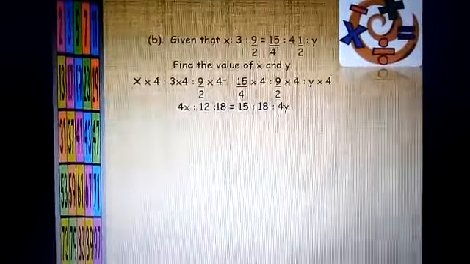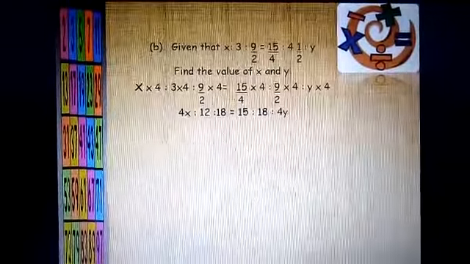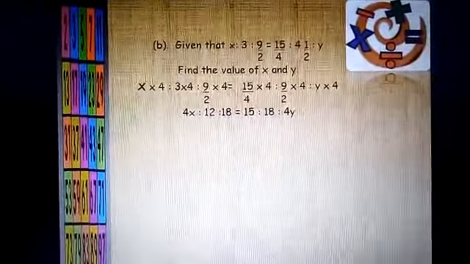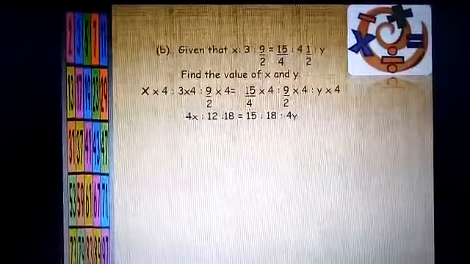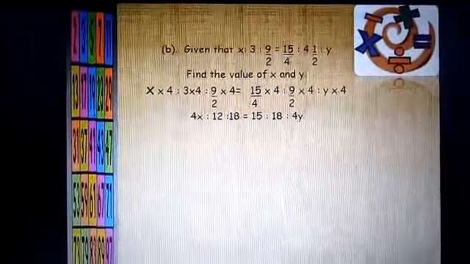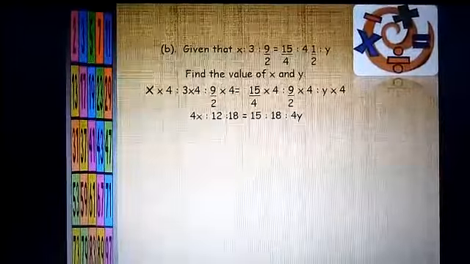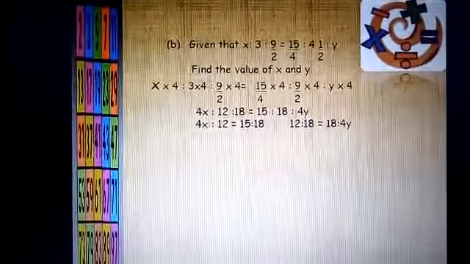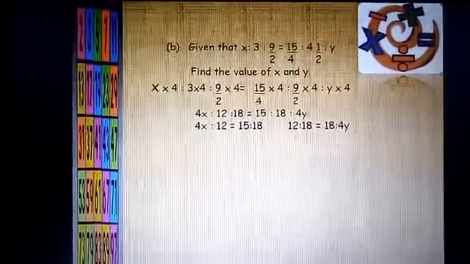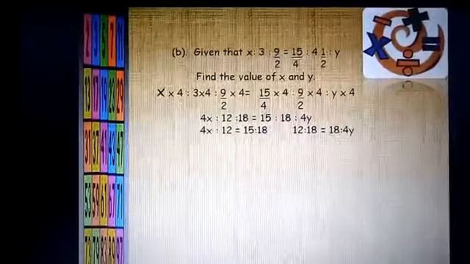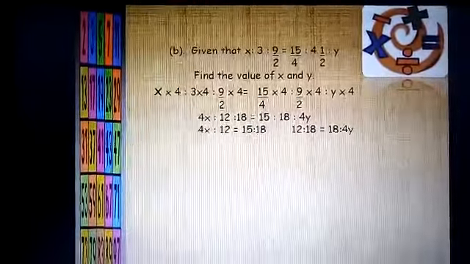Now 4x ratio 3 4s are 12, ratio 2 2s are 4, 2 9s are 18, is equal to 15, ratio 2 2s are 4, 2 9s are 18, ratio 4y. Now girls, look over here. We will compare the ratios. First two ratios on the left hand side and then the next two ratios from the right hand side.